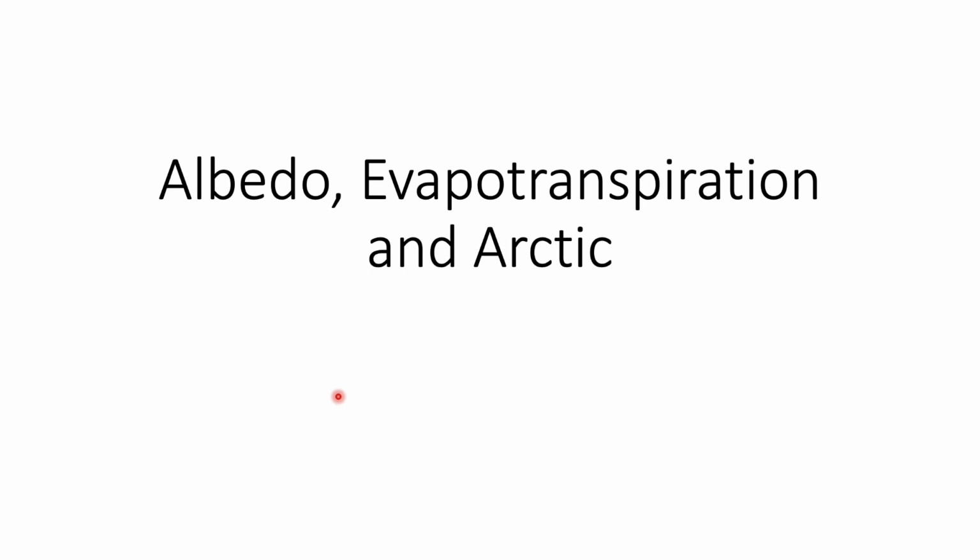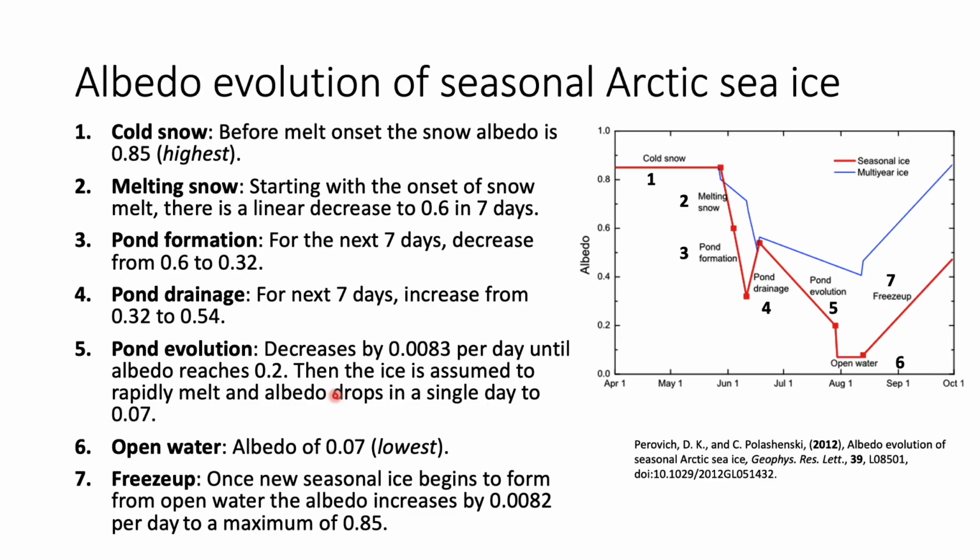In the next module, we will be looking at albedo evapotranspiration in the Arctic. This is in continuation of the previous module where we have been talking about the albedo effect in the Arctic. Here we will also be looking at some of the examples actually seen in the Arctic region. So here is the albedo evolution of seasonal Arctic sea ice. There is a paper in which they have studied this elaborately.